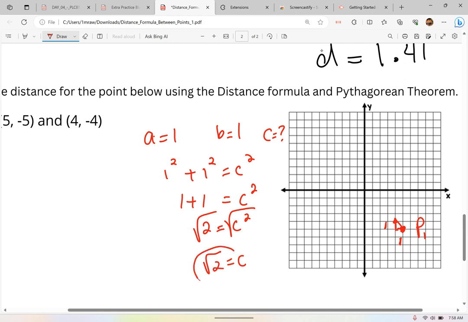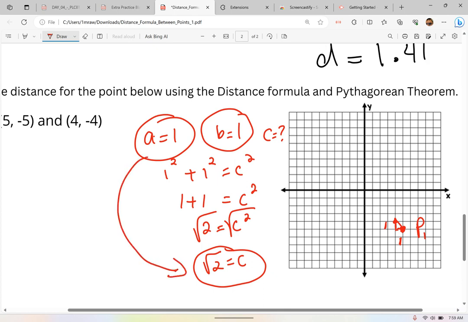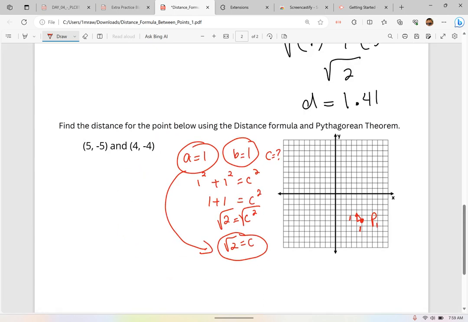And this is actually a special right triangle. Notice the legs are exactly the same, and my outcome is the square root of 2. We are going to touch on that later on this year.